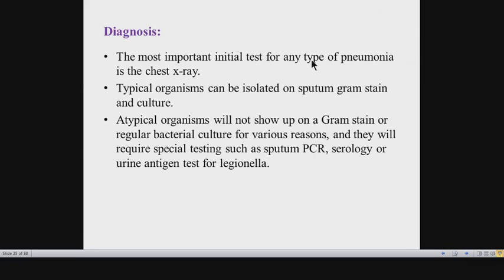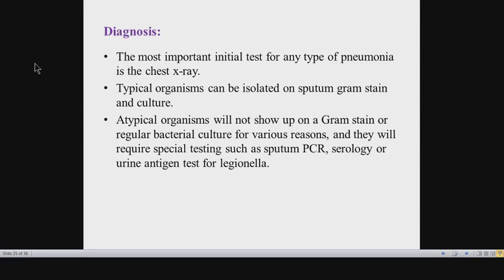And the findings of pneumonia on the chest X-ray will depend on the organisms causing pneumonia, whether it's typical organisms or atypical organisms. Typical organisms, as we discussed previously, tend to involve the air spaces, and it results in filling of the air spaces with exudate. And this filling of the air spaces with exudate will give you the characteristic radiological finding of pneumonia, which is consolidation. So typical organisms will give you consolidation on chest X-ray.